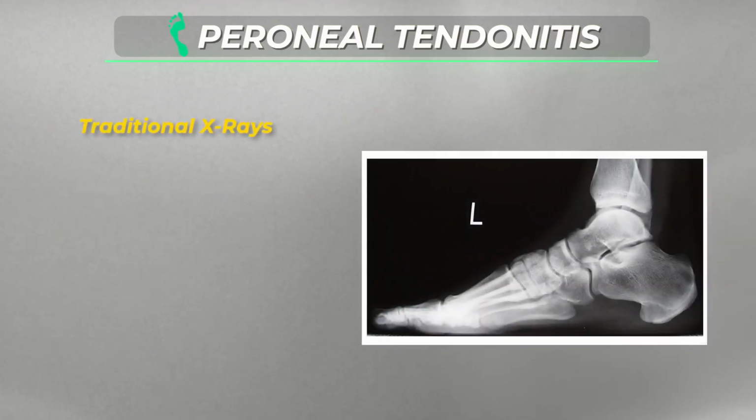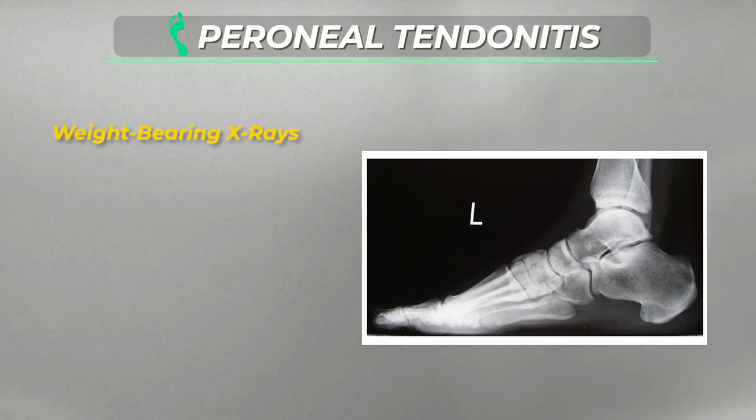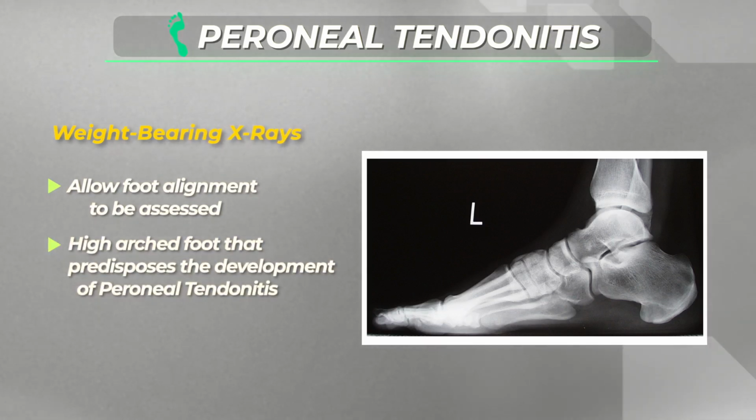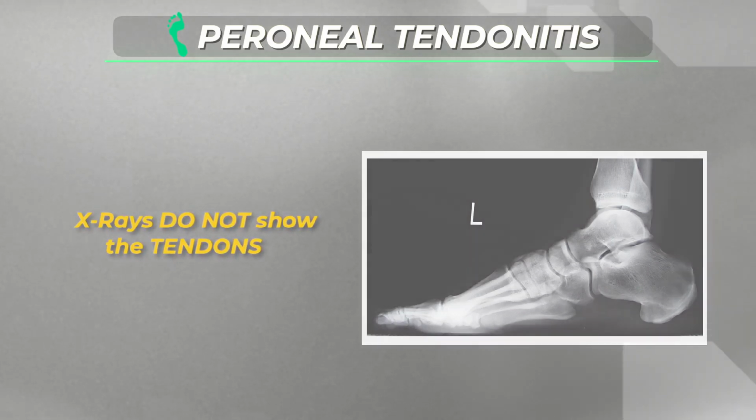Plain x-rays of the foot and ankle can help to rule out other potential sources of foot pain, such as arthritis of the ankle or the other hindfoot joints. Weight-bearing x-rays will also identify the foot alignment, such as a high arched foot that would predispose to the development of peroneal tendonitis. However, x-rays will not give any detailed information about the status of the tendons themselves.